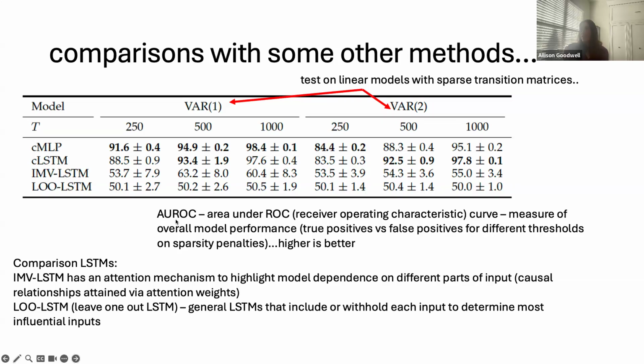And basically this number that they're comparing is the area under the receiver operating characteristic curve, and we can interpret that as a measure of overall performance. They know the true causal map and they have a causal map that they get from these sparsity penalty weights. And they are looking at true positives versus false positives in that matrix. And they're looking at different threshold values on the sparsity penalty.